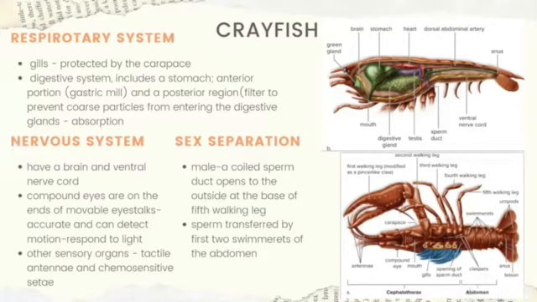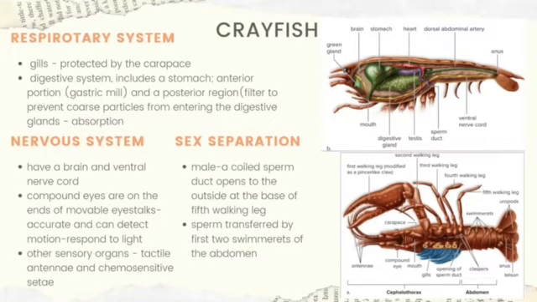Their respiratory system consists of gills that lie above the walking legs, protected by the carapace. They have a stomach divided into two main regions, an anterior portion to grind coarse food and a posterior region to prevent coarse particles from entering the digestive glands. The absorption takes place here too. Their heart will pump the blue respiratory pigment hemocyanin, contained in hemolymph, into a hemocoel.